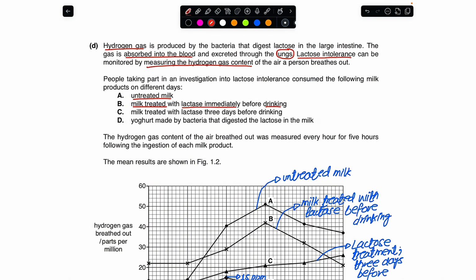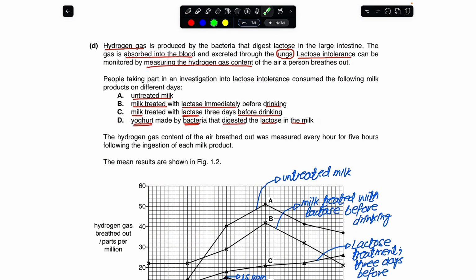For the third group of people, they gave them milk, but they added the lactase into it 3 days prior before the people drank it. And then the D group included the yogurt, and this yogurt was made by bacteria. The good thing about the bacteria was that they are able to digest the lactose in the milk.